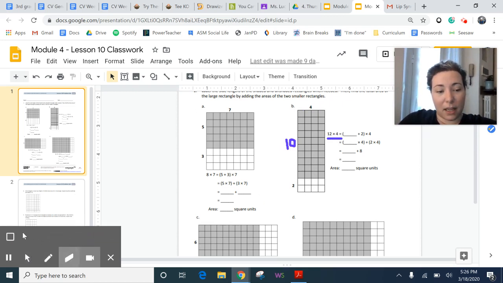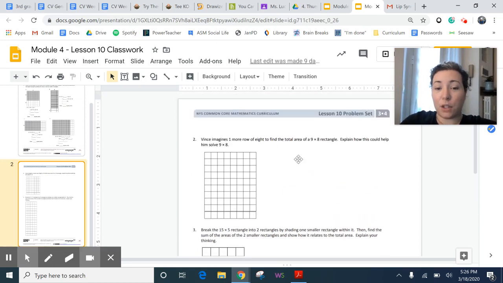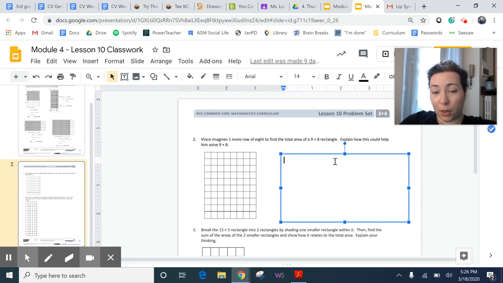Then for the next page, it's going to have you break things apart or add rows to figure things out. So it says, Vince imagines one more row of 8 to find the total area of a 9 times 8 rectangle. So again, you're really thinking about the concept of the distributive property and how it helps you with area. So you can type your answer here. Please try to answer in complete sentences.